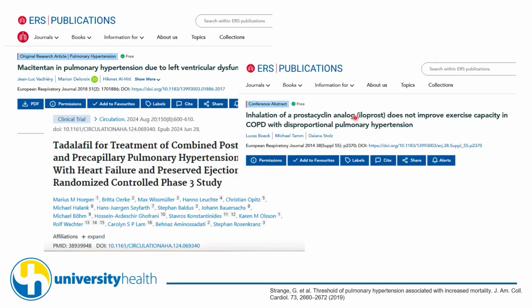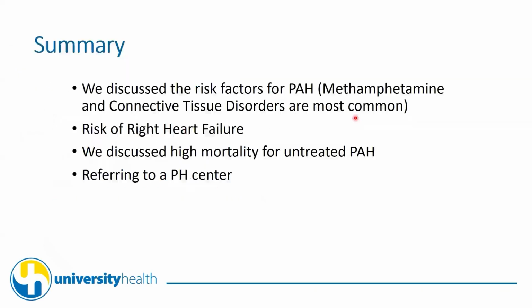So there's a very small subset of patients that benefit from pulmonary vasodilators, and that's really what our job is in the pulmonary hypertension clinic, to delineate if there would be harm from pulmonary vasodilators or benefit from them.